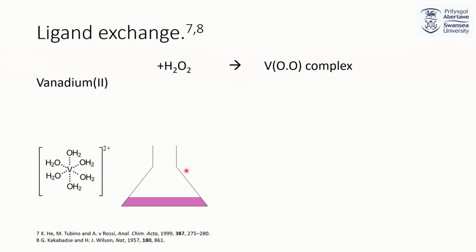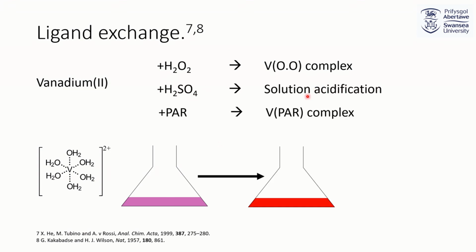However, it may pale the solution, and if you want to, you can take the peak absorbance wavelength. The solution needs to be further acidified, and then the PAR dye is added, and this should result in a nice red colour solution. And then take the peak absorbance wavelength of this. This is the real colour that we're interested in for this reaction.